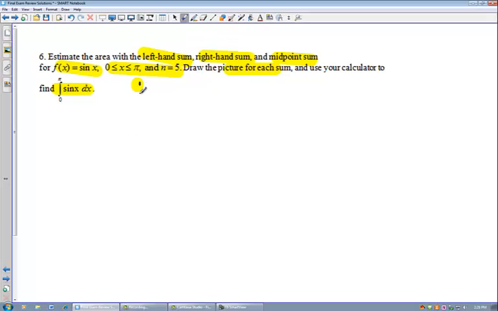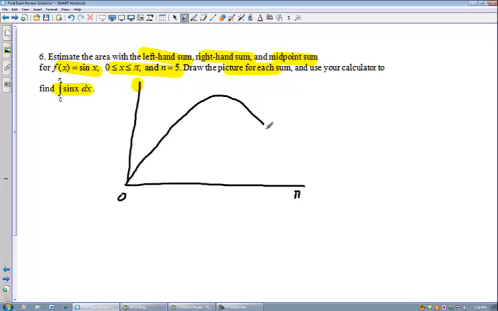It looks just like this. It goes from 0 to pi. It starts down here and it goes up. It turns around and then it comes down. And we want to do the left-hand sum, the right-hand sum, and the midpoint sum. So let's do this. Let's do the left-hand sum first.